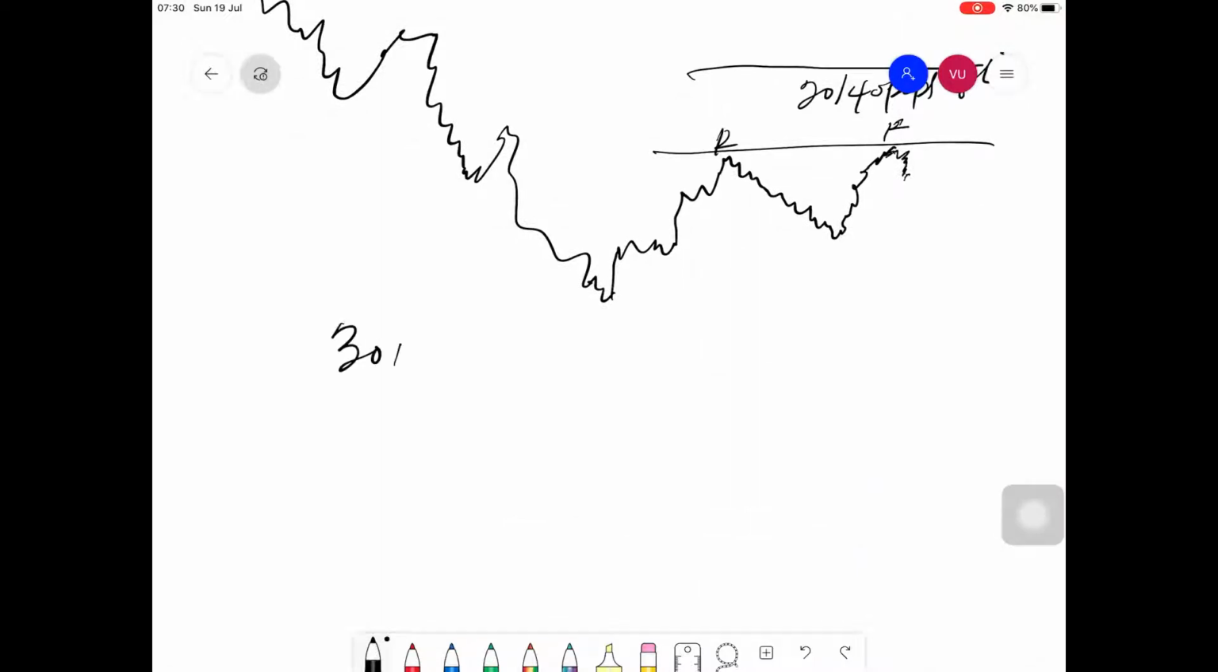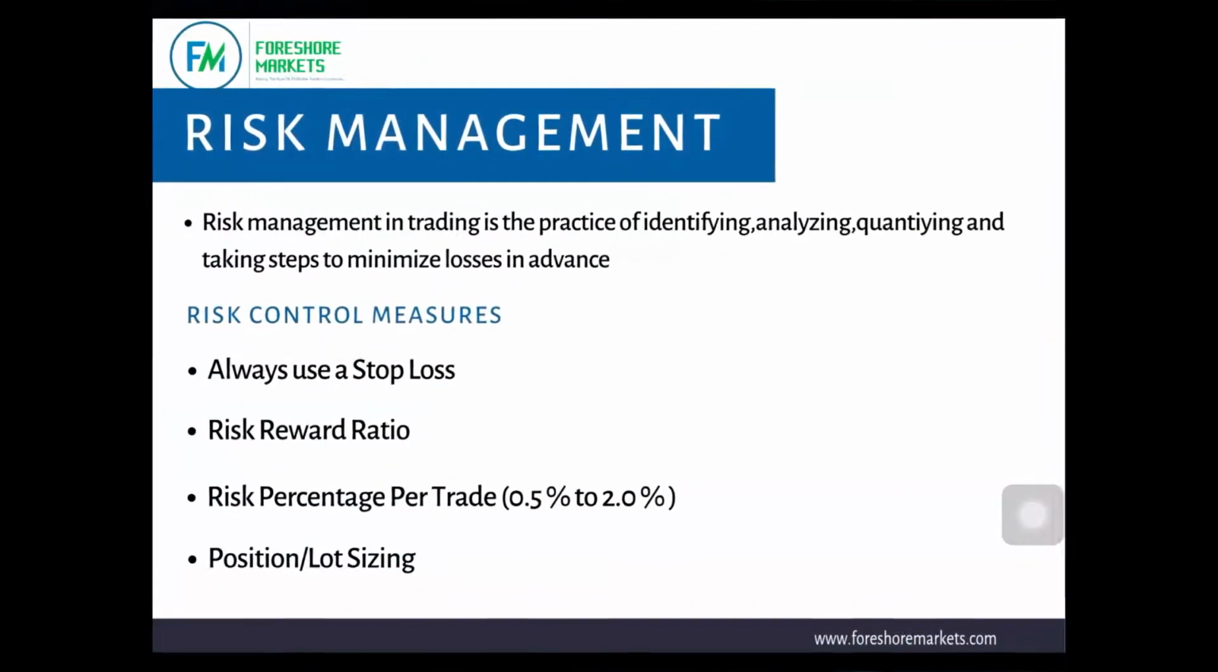30 pips stop loss on Euro Dollar, and we are going to use a 2-to-1 win-loss ratio, 2-to-1 risk reward ratio. Okay, let's leave that. This is identifying, first of all, using a stop loss. Let me confirm this. Always use a stop loss.